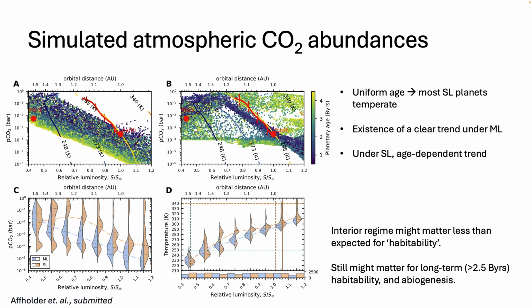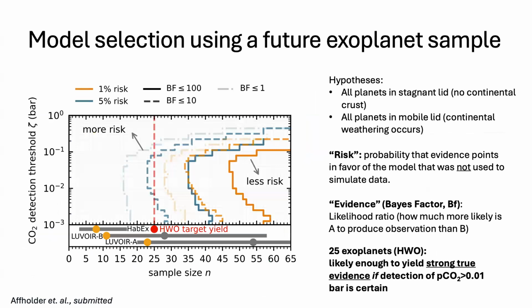So we still ask, given that we have two somewhat different distributions under the two scenarios, how can we know which distribution is true when we observe planets? How many planets do we need to observe? What resolution do we need to observe them at to infer whichever scenario is true? By scenario, I really mean a view that either all planets are in the stagnant state or all planets are in the mobile state.